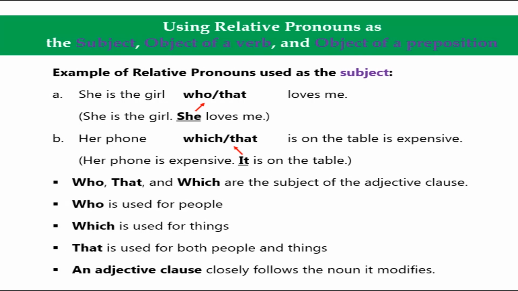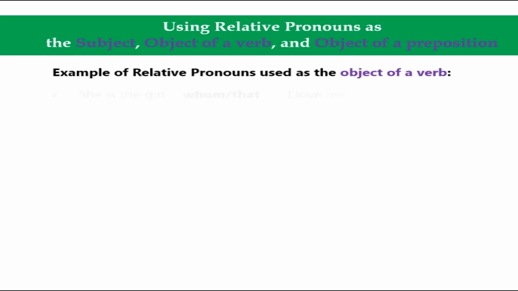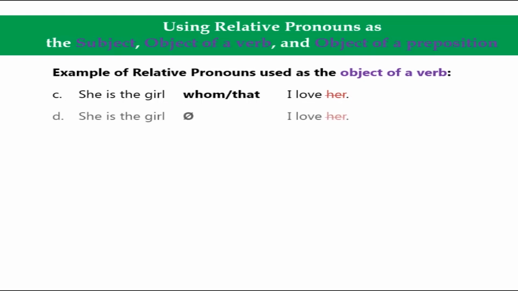Okay, let's move on and study how to use the relative pronoun as the object of a verb. So now let's take a look at some examples. Example C. She is the girl whom or that I love. The reason that I crossed her out here is because her is the object pronoun in the original sentence, and because we use the relative pronoun whom or that to replace the object pronoun already, you don't have to include the object pronoun her again.